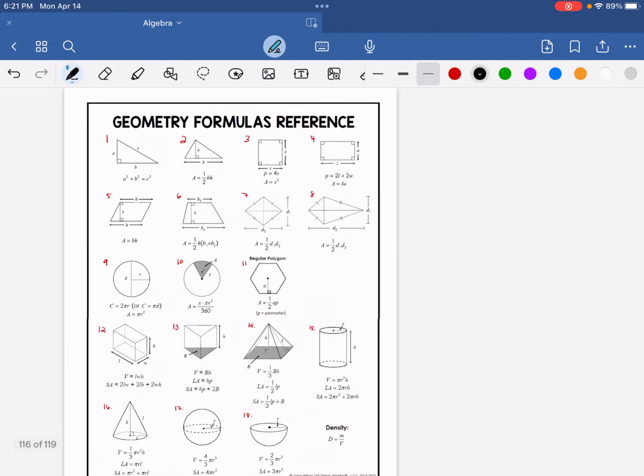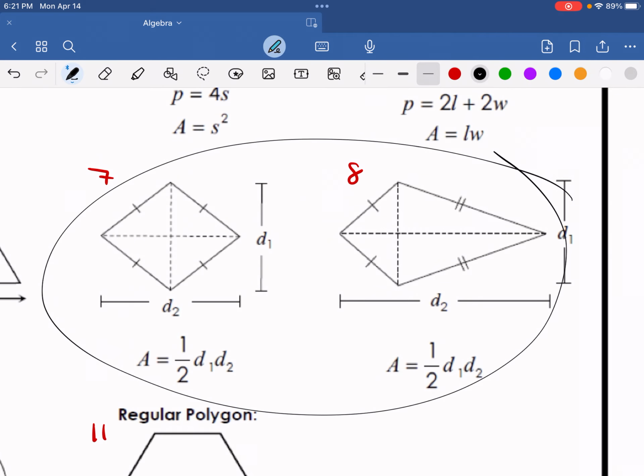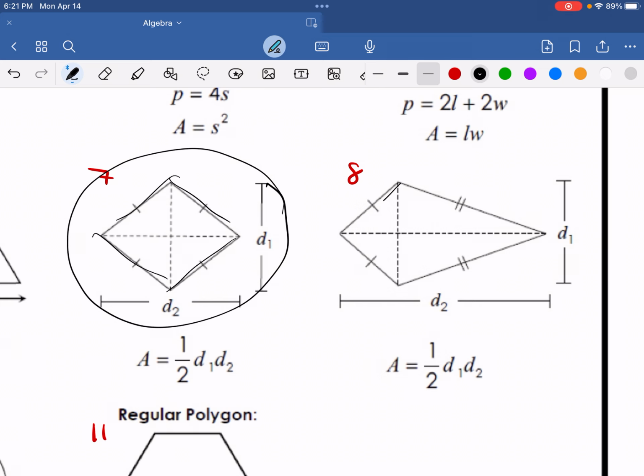All right, number 5 and 6. Number 5 and 6 is these two, 7 and 8. And honestly, they're exactly the same. You can look at the formulas. They are exactly the same. The only difference is this one is an equilateral kite. It just means all the sides are the same. And this one, it's not. It's like short and then long. But the formula is still the same.